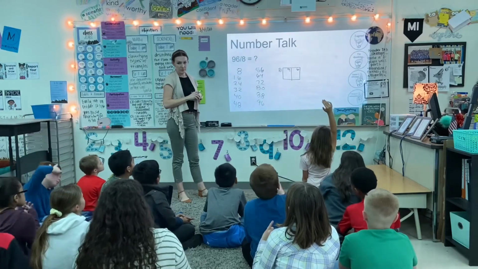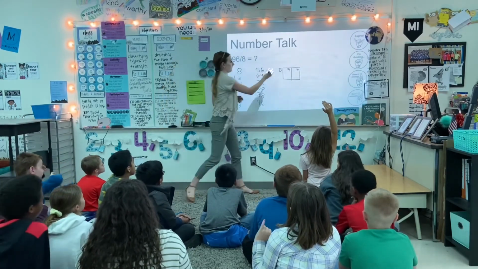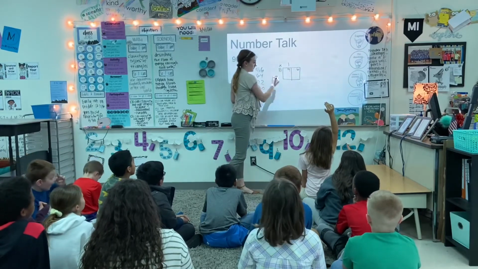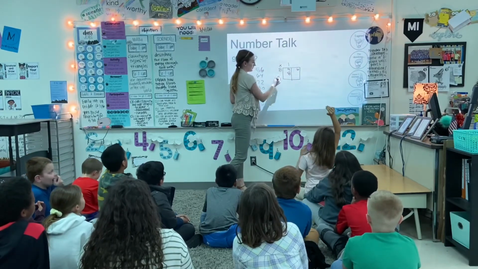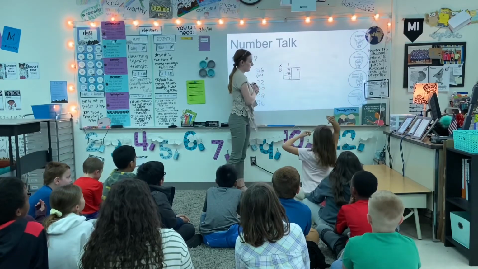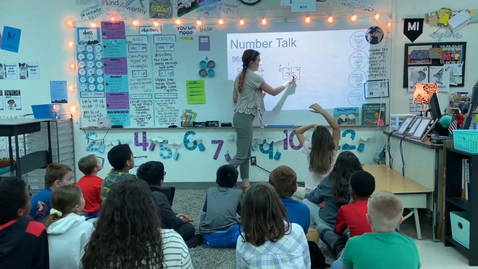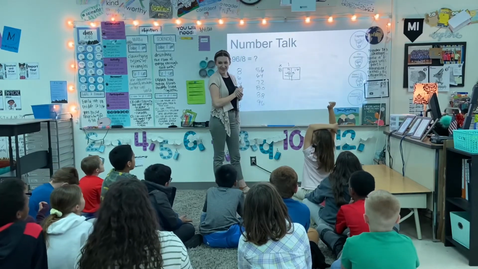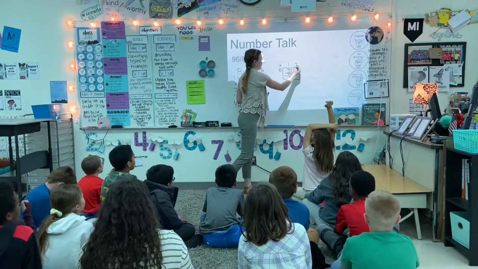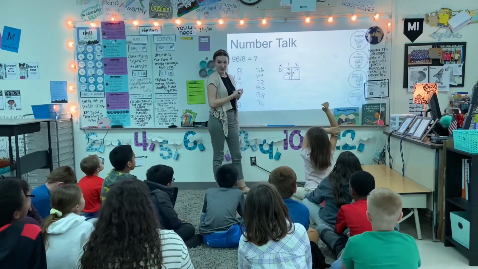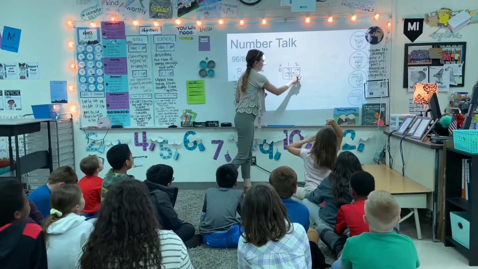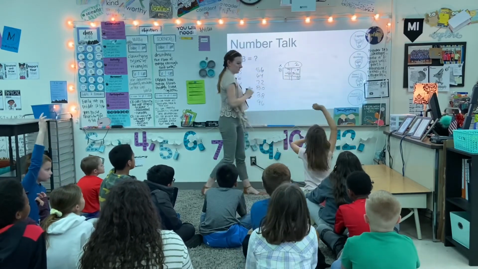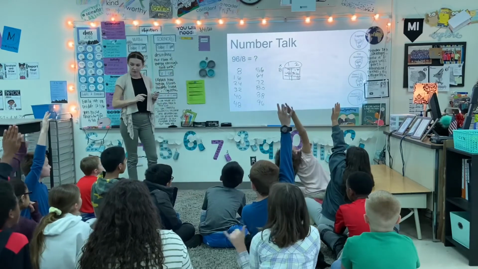8 goes into 9 one time. Okay. And then I did 1 times 8, which is 8. Okay. And then I subtracted and got 1. Okay. And then I brought it over to the 6. And then 8 goes into 16 2 times. Good. And then 2 times 8 is 16, so I subtracted and got a remainder of 0. Very good. Alright, let's see, what other strategies do we have?